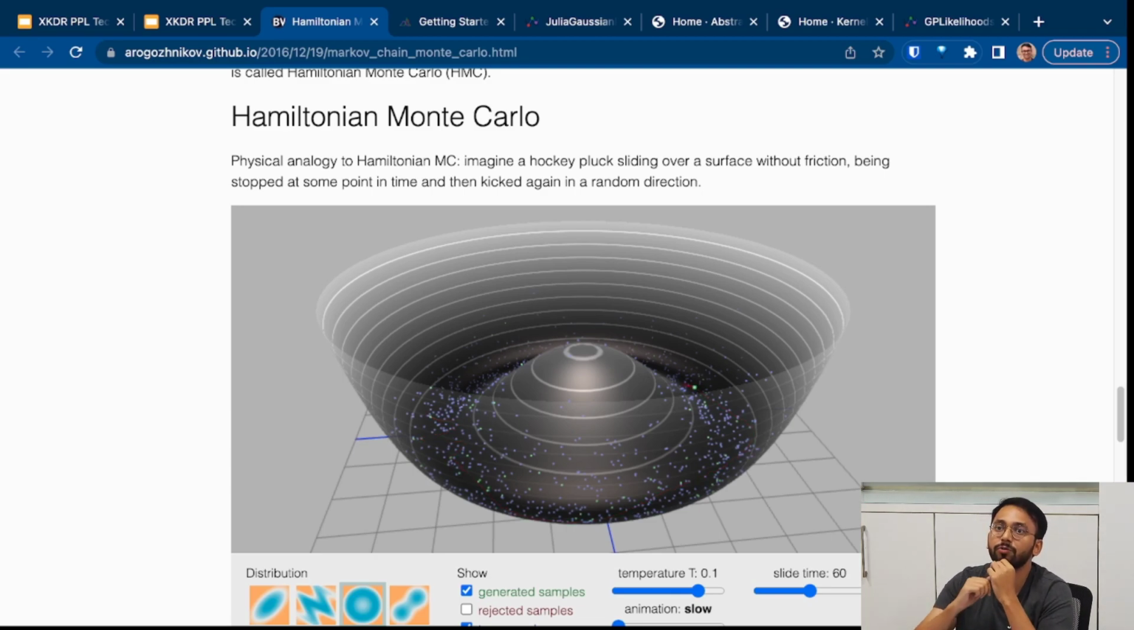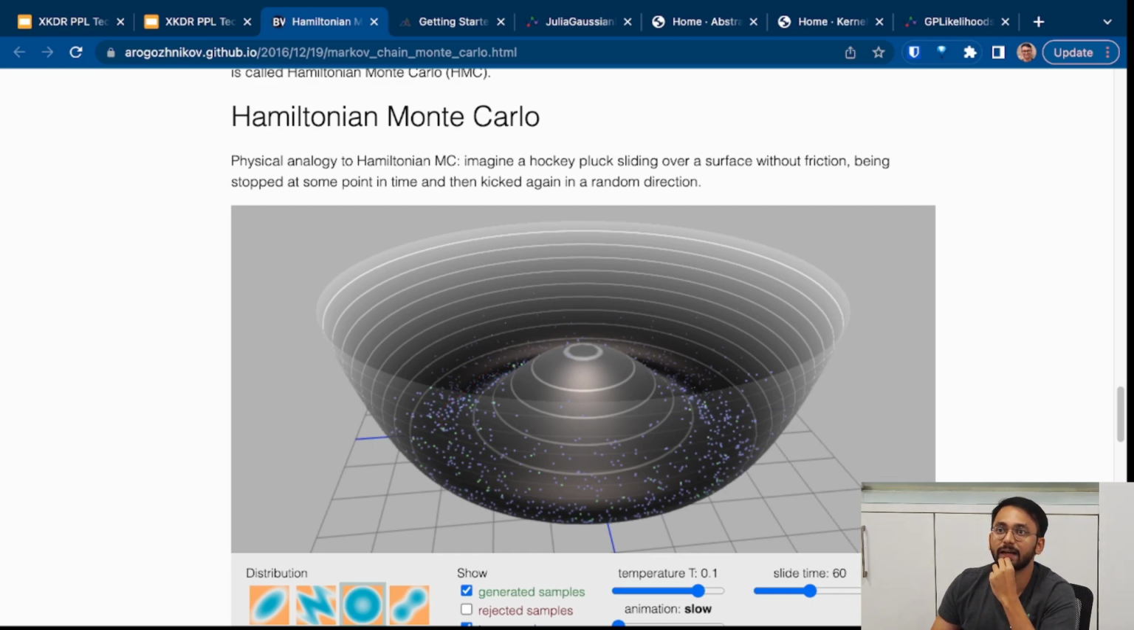One more thing to note with Hamiltonian Monte Carlo is that it requires derivative information. So you will have to differentiate through your log density function, that is, through your distribution. Only then can you use HMC. So it is not applicable for cases where you use discrete distributions, where it's not differentiable.